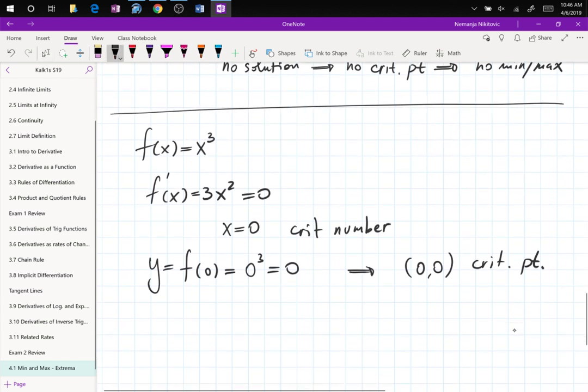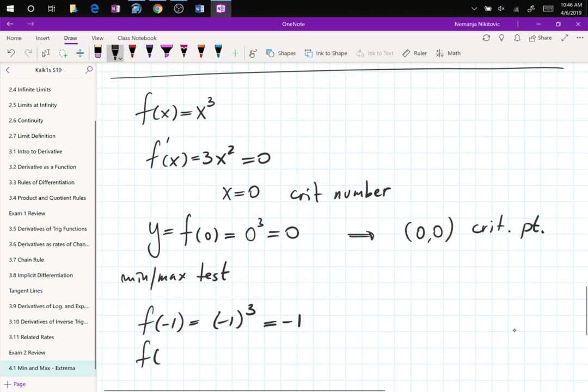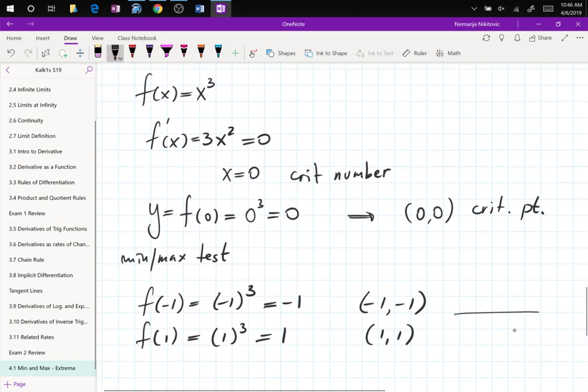And now we do the min-max test by calculating f of -1, which is -1 cubed, which is -1. And then I calculate f of 1, which is 1 cubed, which is 1. Uh-oh. Do we all see the issue? On our graph, I have -1, 0, +1.